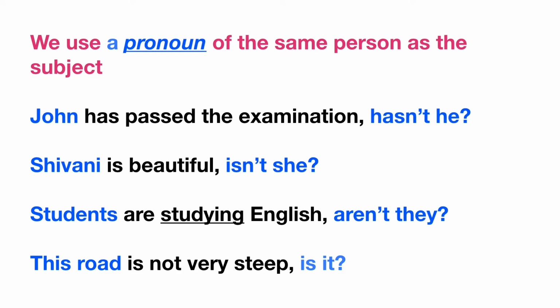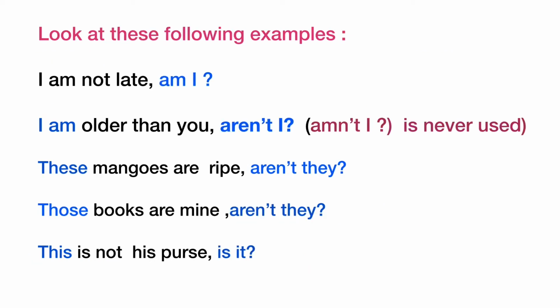Next, Shivani is beautiful, comma, isn't she? Question mark. Students are studying English, comma, aren't they? Question mark. This road is not very steep. This road is non-living thing. So we will use it to make question tag. Is it? Question mark.